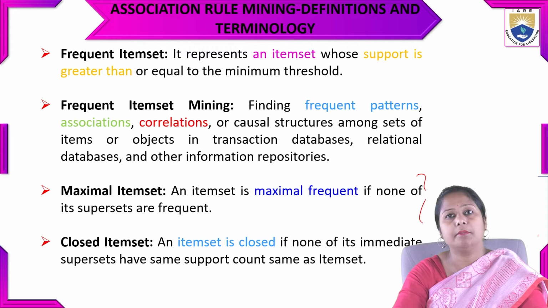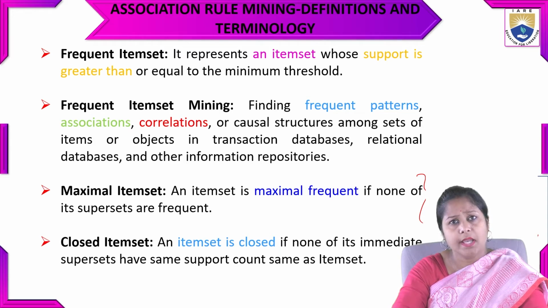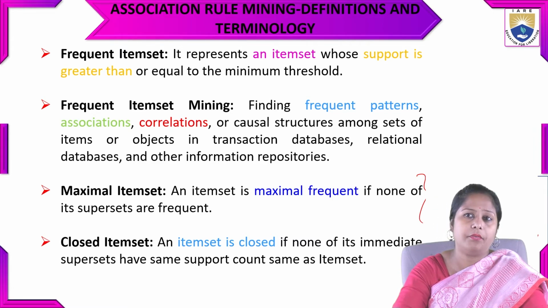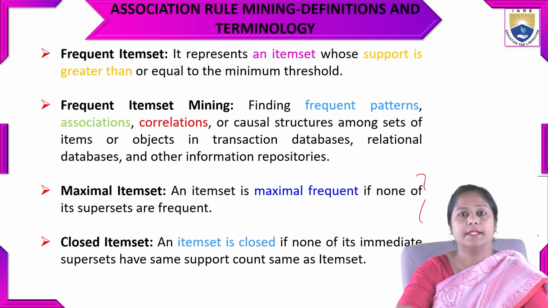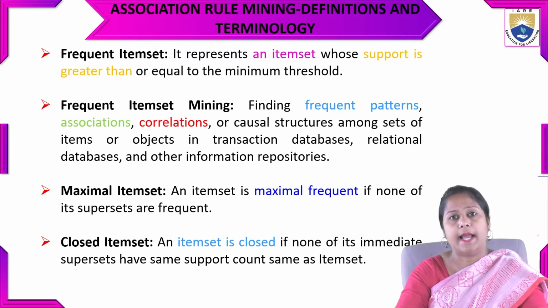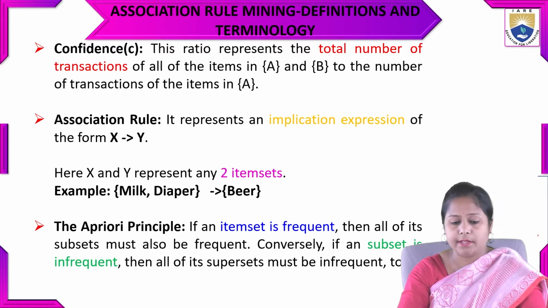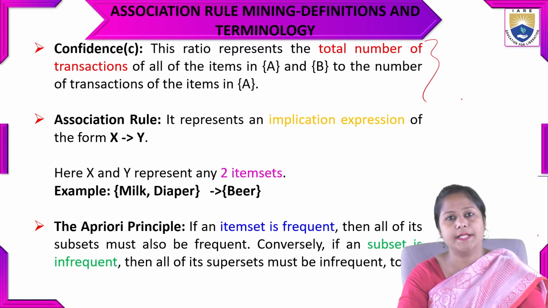What is a maximal item set? A maximal item set is one where none of its supersets is frequent. A closed item set is closed if none of its immediate supersets has the same support count as the item set. Now, what is confidence here? This ratio represents the number of transactions containing all the items in A and B to the number of transactions containing the items in A. That will be the confidence.